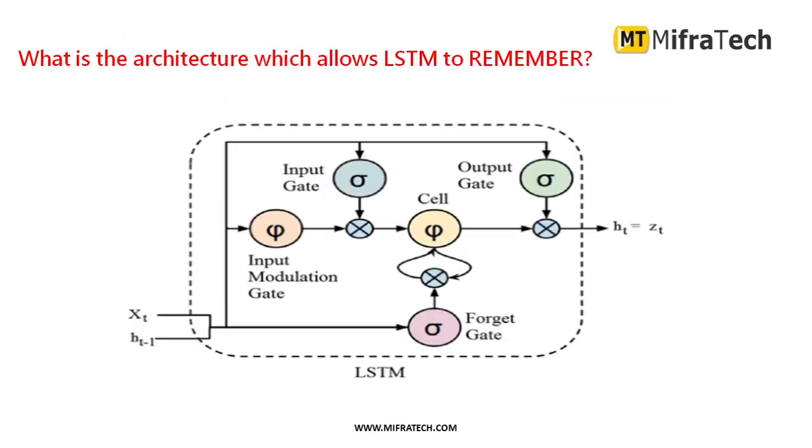Next we'll see the architecture which allows LSTM to remember. What is the architecture of LSTM? See here, this is the exact architecture of LSTM, which has an input gate where the input is fed, an output gate where we get the output, a forget gate which helps us to remember things, and an input modulation gate. We'll now discuss some more information about this architecture.